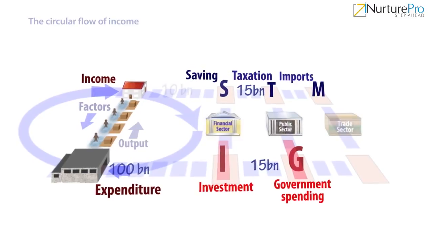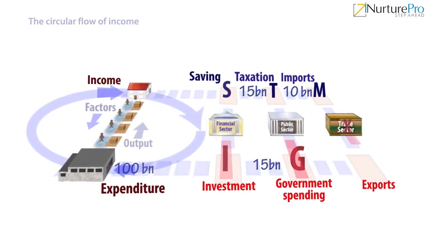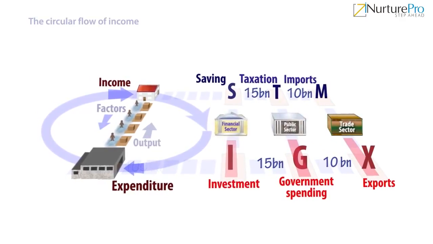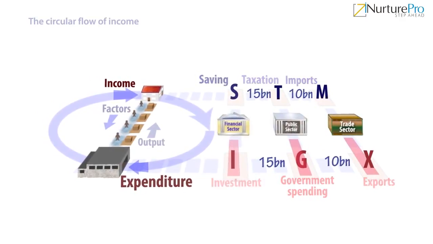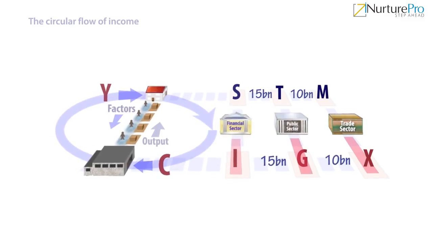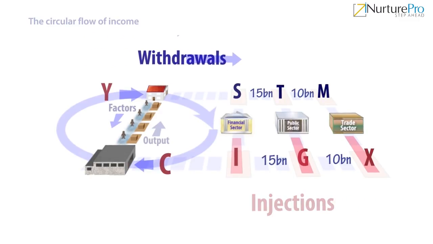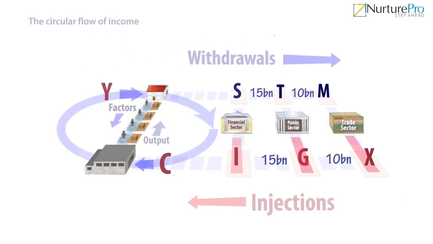Finally, spending on imports reduces the domestic income circulating, while exports are an injection into the domestic circular flow. Payments between countries for goods and services can be balanced. However, import spending may be greater or lesser than export revenue, creating current account deficits or surpluses.